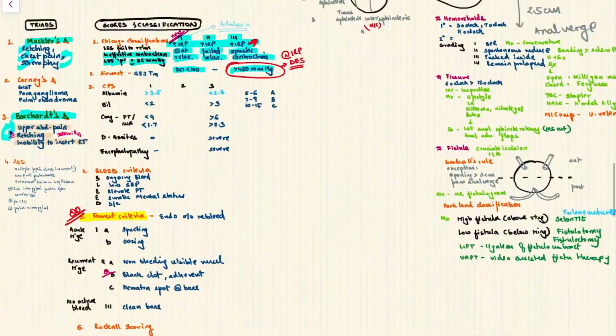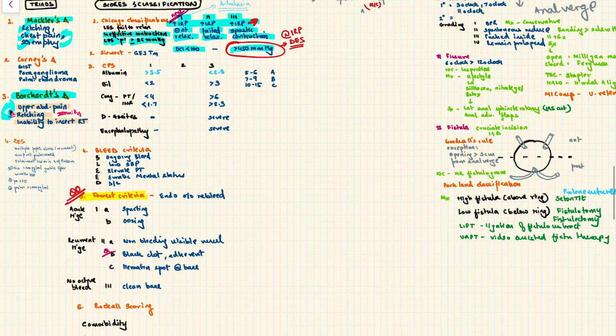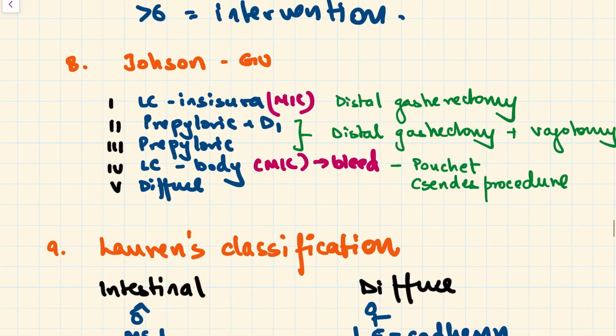First is gastric ulcers, right? So for gastric ulcers, now let us go back and look at the classification, right? I've listed the classification separately at the end of this PDF so that it's easier to revise at the end. And talking about the gastric ulcer classification, which is the Johnson classification. So gastric ulcers are of 5 types.